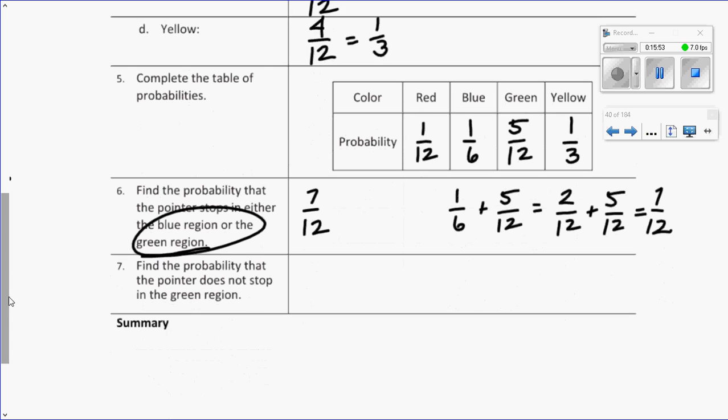And then what's the probability that it does not stop in green? Well, if green is 5/12, all the other pieces together would be 7/12. So it's a 7/12 chance. Go ahead and do your summary, and that is a wrap on lesson 5.